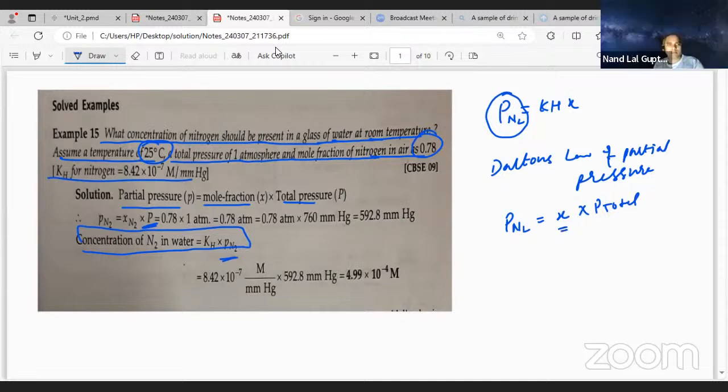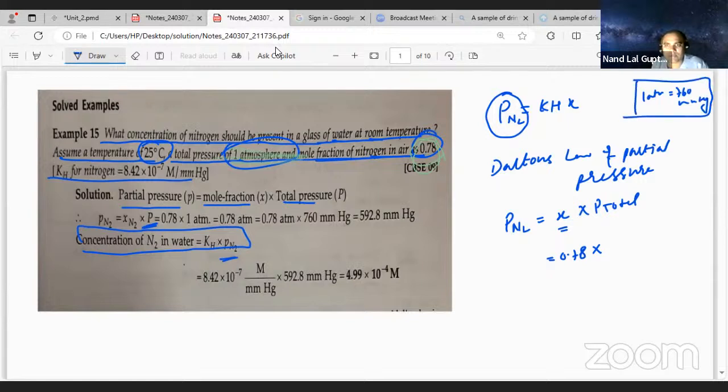So PN2 is equal to, let XN2 stay as it is. And they have given the mole fraction of nitrogen somewhere. How much have they given? They have given 0.78. P total they have given as 1 atmospheric pressure, for a glass of water at room temperature. So 1 atm is equal to how much? 760 mmHg. This we have to memorize.